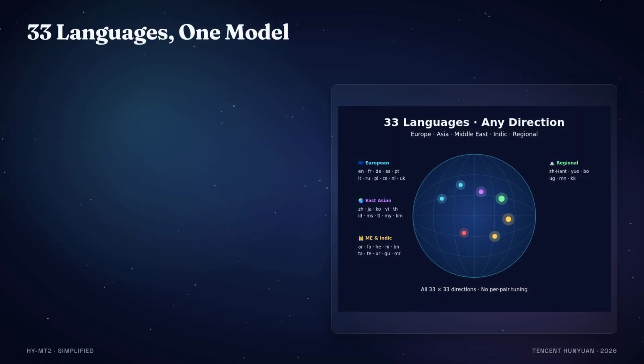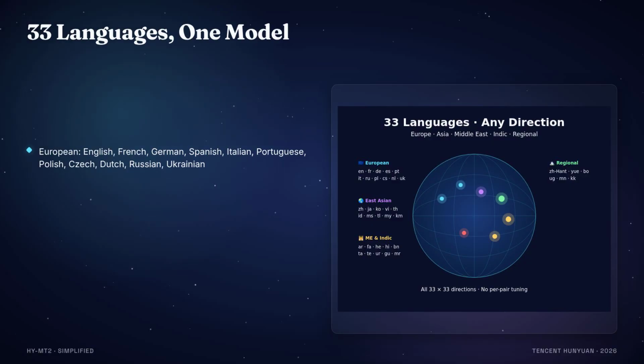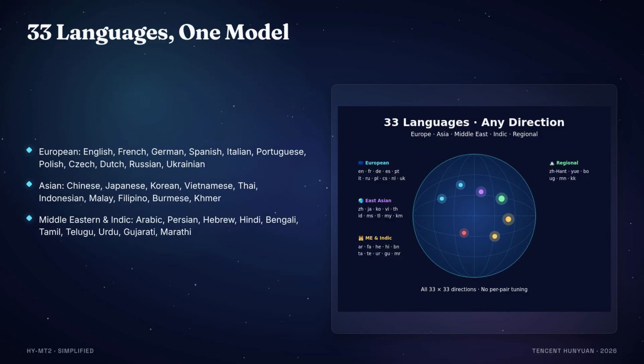Hy-MT2 covers 33 languages out of the box. That includes the big European languages like English, French, German, Spanish, and Russian. It covers East Asian languages, Chinese, Japanese, Korean, Vietnamese, Thai. It covers South Asian and Middle Eastern languages, Arabic, Persian, Hebrew, Hindi, Bengali, Tamil, and more. And it even covers regional variants like traditional Chinese, Cantonese, Tibetan, Uyghur, and Mongolian. One model handles all of them, in any direction, with no language pair-specific configuration.